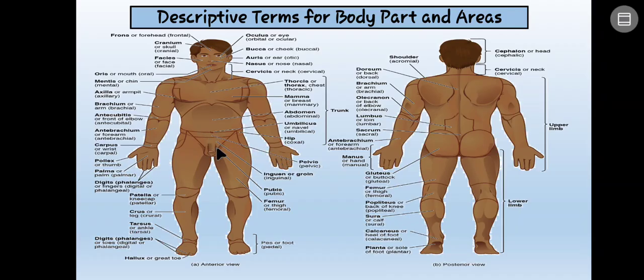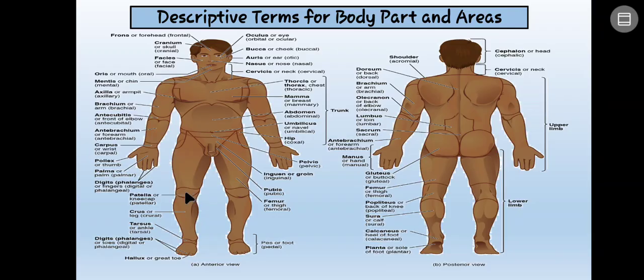Okay, then we have the groin, or the inguinal region. Then we have the pubic region. This is the pubic region. This is the femur bone, or how we refer to it as the thigh. From this side to this side refers to the femur or the thigh, the femoral region or the thigh.